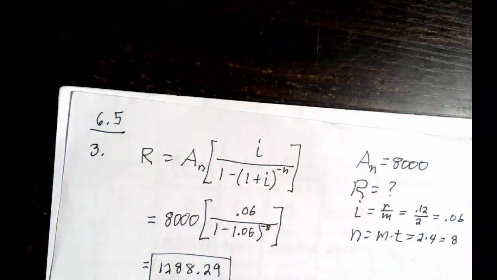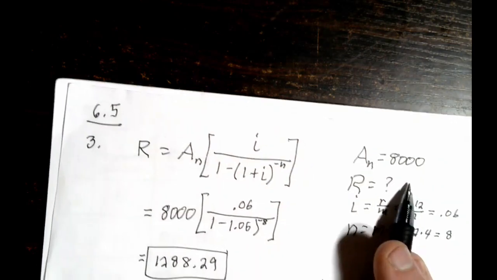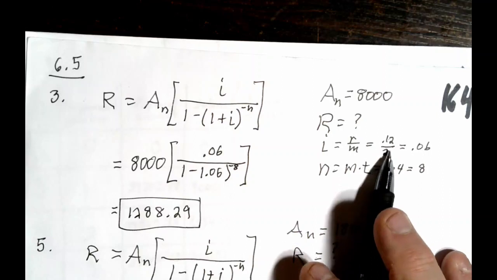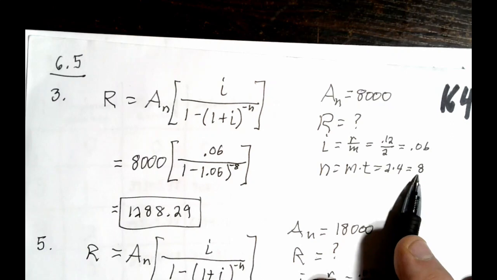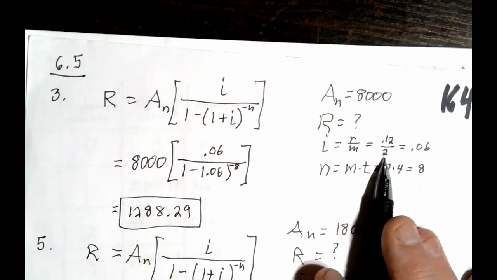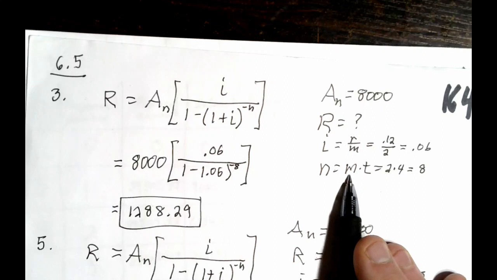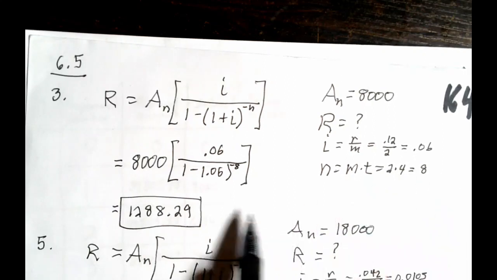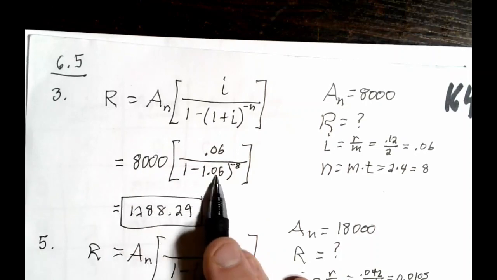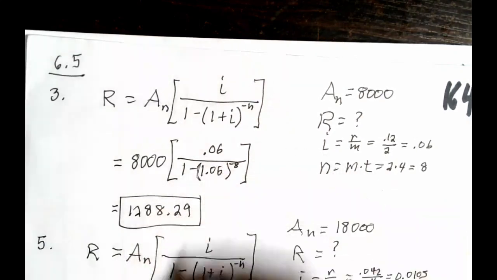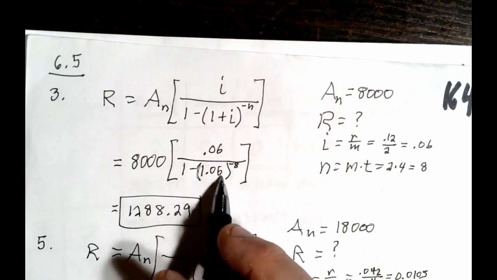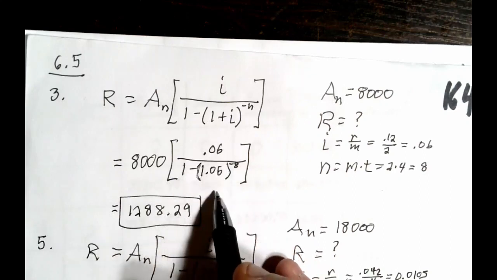Alright, 6.5 number 3. They give you a debt of 8,000. It's amortized in 8 equal payments over 4 years semi-annually at 12%. So 12% semi-annually, so 0.06. Semi-annually 2 for 4 years, that's 8. And so you plug in everything that you know, and you got to crunch this down very carefully. Figure out what 1.06 to the negative 8 is, and then 1 minus that, figure out what that is, and then 0.06 divided by that.